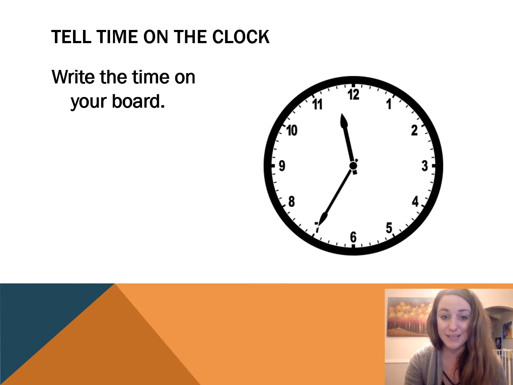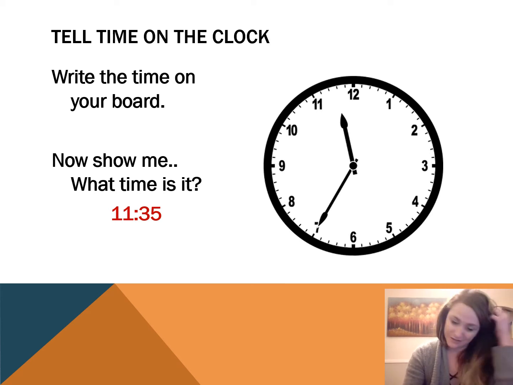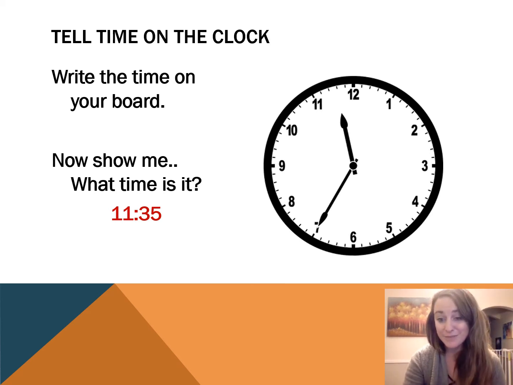Now let's write the time on the board again. What time is it? It's 11:35. The hour hand is in between the 11 and the 12. It's not yet on the 12, so I know it's still 11. The minute hand is on the 7, which I know because 5 sevens is 35, which means that 35 minutes have passed.